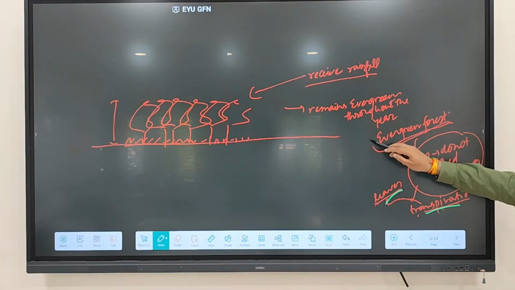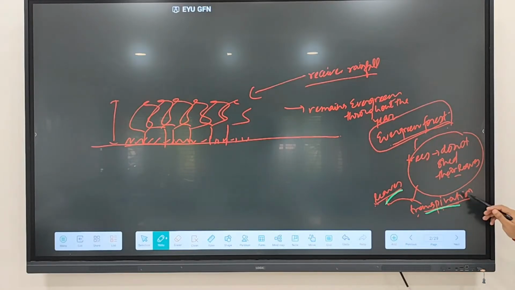So trees do not shed their leaves in this type of condition. Why? Because there is no deficiency of rainfall, there is no deficiency of water, so trees do not need to conserve the water. In case of India, when summer season comes, or early spring season comes, trees shed their leaves because deficiency of water is there. So to avoid the loss of water, they shed their leaves. As soon as rainfall happens, new leaves start to grow on the trees. Clear?